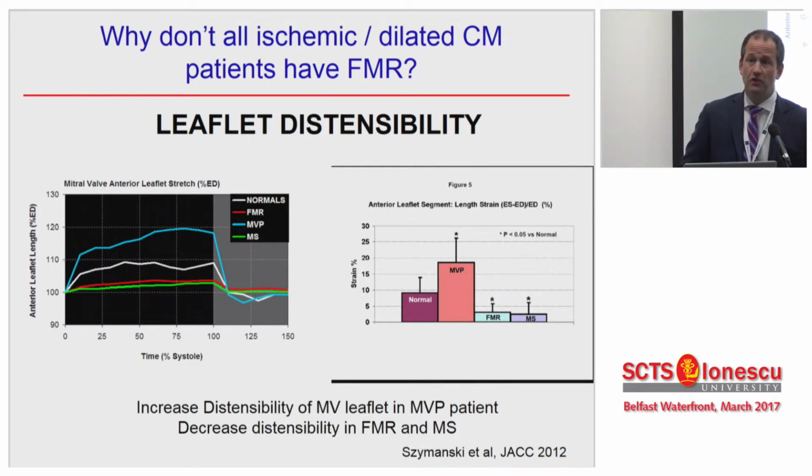Also, these patients have decreased leaflet distensibility. This is a human study where they looked at leaflets that had been resected during surgery and then did some tensile testing on them. They found that patients that had functional mitral regurgitation had much less distensibility of the mitral valve leaflets compared to those that had normal or degenerative MR.